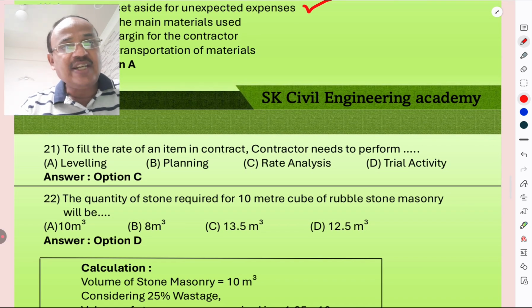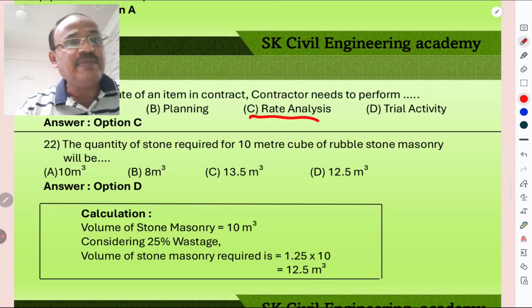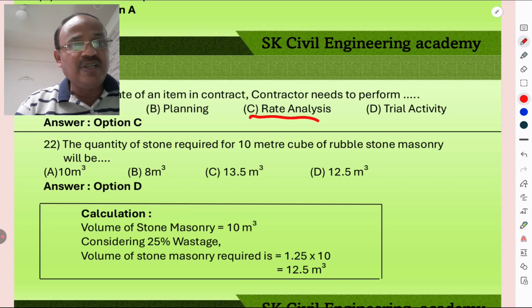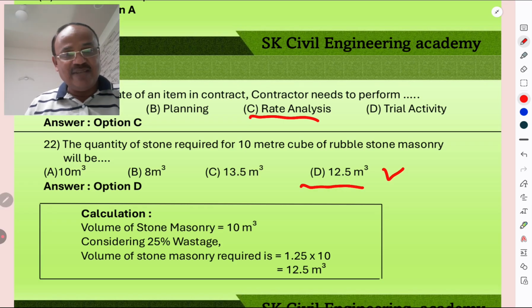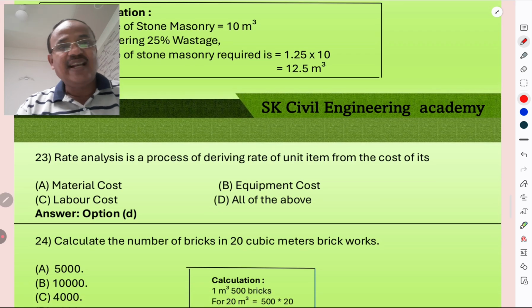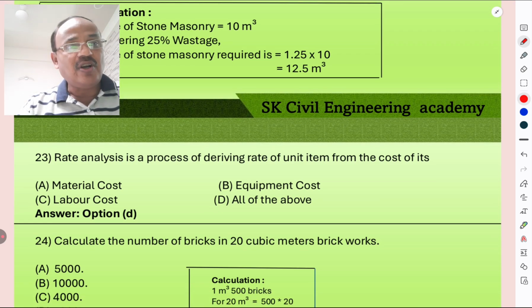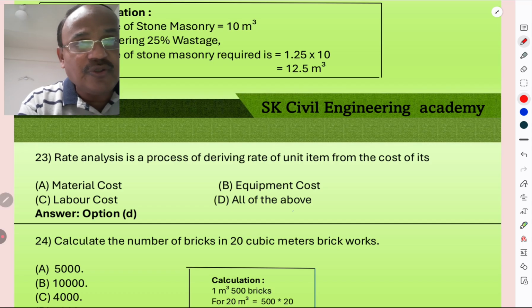To fill the rate of an item in contract, contractor needs to perform leveling, planning, rate analysis or trial activity. Rate analysis. The quantity of stone required for 10 meter cube of rubble stone masonry will be 12.5 meter cube. How it is calculated? For 10 meter cube, considering 25% of wastage, it is 12.5. Rate analysis is the process of deriving the rate of unit item from the cost of its material cost, equipment cost, labor cost, all of the above. All of the above is the correct answer.